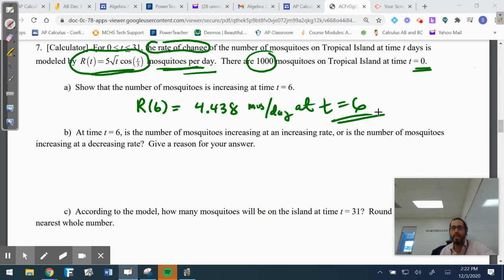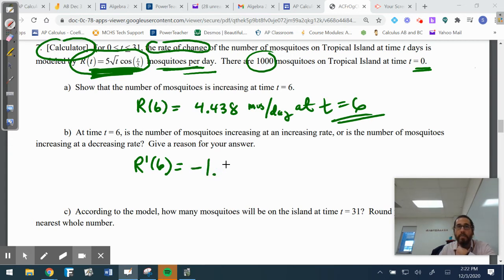Okay, so that shouldn't have been too bad. What some students sometimes do is what the next part is asking for. Part B says at time t equals 6 is the number of mosquitoes increasing at an increasing rate. Well, we already know it's increasing. Now I want to know if that is increasing, right? So I have to take the derivative of the derivative, right? So then this would be r prime of 6. It says a calculator question. I taught you guys you plug in anything that they give you right off the bat.